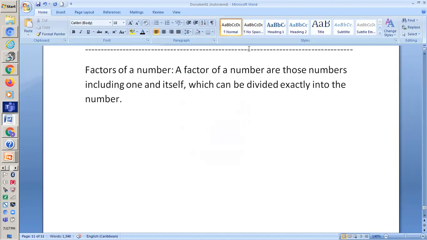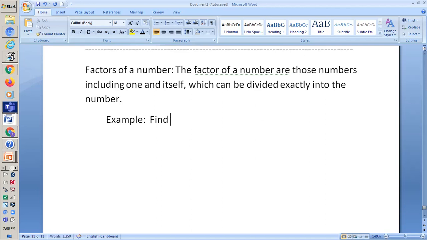All right. Example. Find the factors of 40.